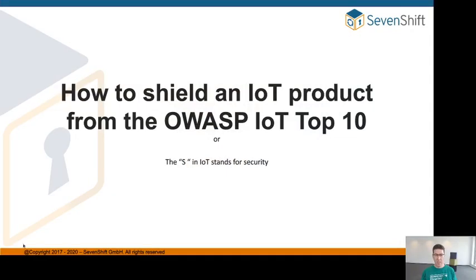So let me flip over to my slides. All right, so we're going to be talking about how to shield an IoT product from the OWASP IoT top 10, or how the S in IoT stands for security.